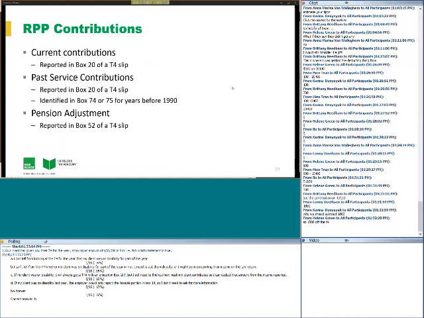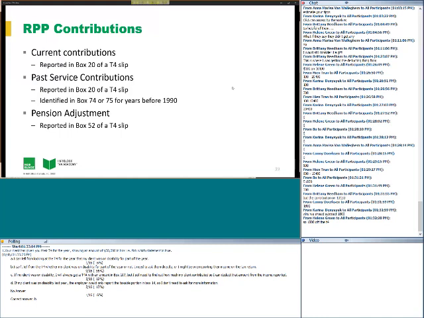The first one is RPP contributions. RPP contributions, registered pension plan. This is a pension plan that your employer sets up for you. So as an employee, you pay into a pension plan through your employer. This is not to be confused with RRSPs. RRSPs, sometimes your employer helps you put money in an RRSP, but it's your money that's going in there. RPP is a pension from your employer. Okay. We also have in Manitoba what's called a PRPP. I'll talk about that in the next slide briefly. But for now, registered pension plan.